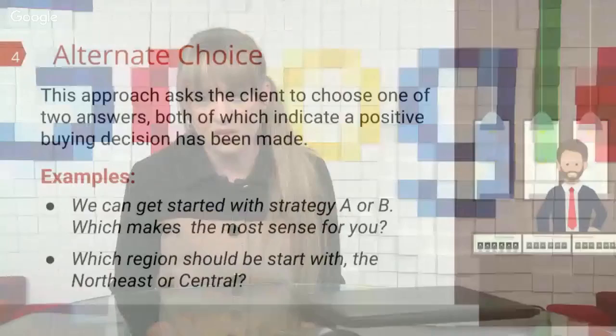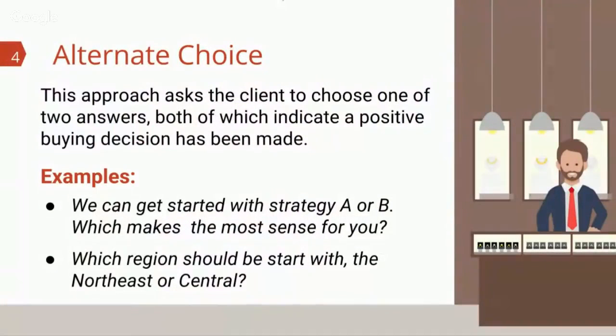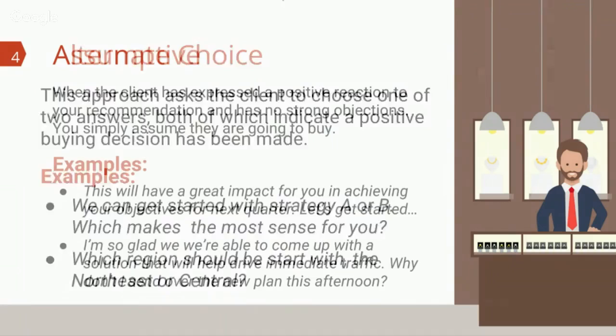So here are a couple examples. These aren't too salesy, so just want to make sure that you know that these are techniques you can use. One is alternate choice. So ask the client to choose one of two answers. Both are indicating a positive buying decision. So, for example, all right, we can get started with strategy A or B. Which one makes the most sense to start with? Or which region should we start with, northeast or central? I know we're going to take this extra $500. Do we want to apply it to expanding this product line or this product line, right? So alternate choice, both of which are good. Only use this when they're showing strong buying signals.